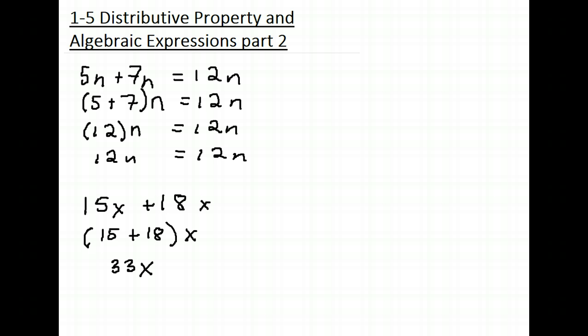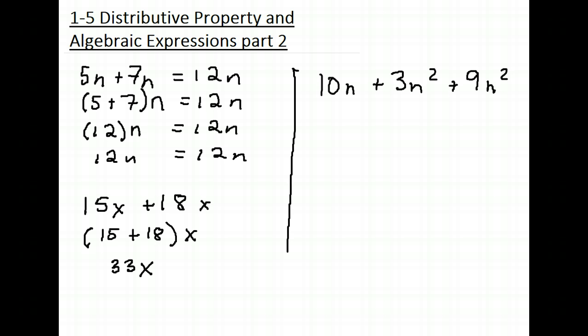Okay, now let's do one more. You'll not always be able to simplify every single element inside of your expression. So we have 10n plus 3n squared plus 9n squared.